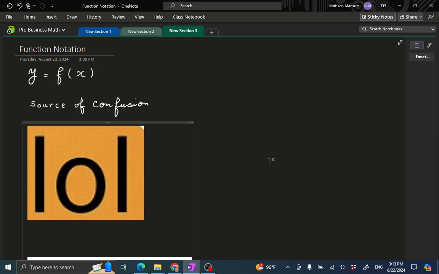Today's topic is function notation. So that famous y is equal to f of x. That's what we are going to explain today and learn how to play with this new notation. Now, before we get into mathematical detail, let me warn ahead of time that this notation is going to be a source of confusion.